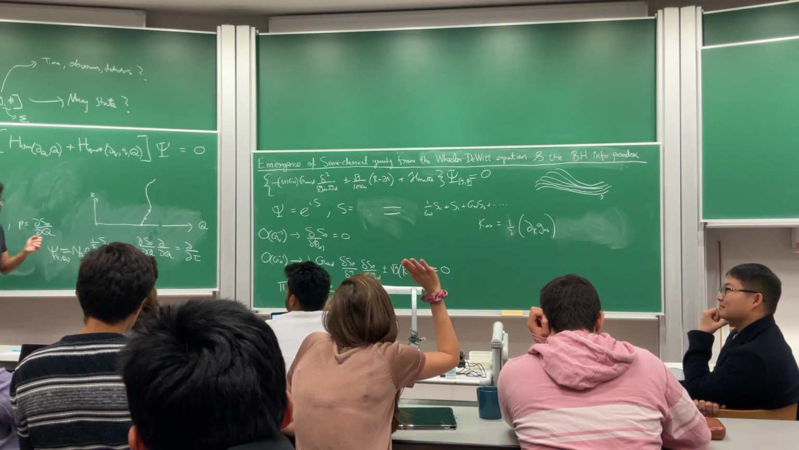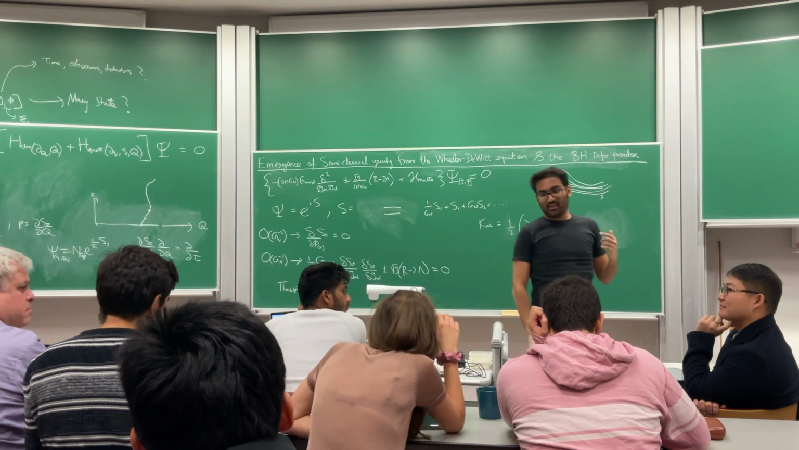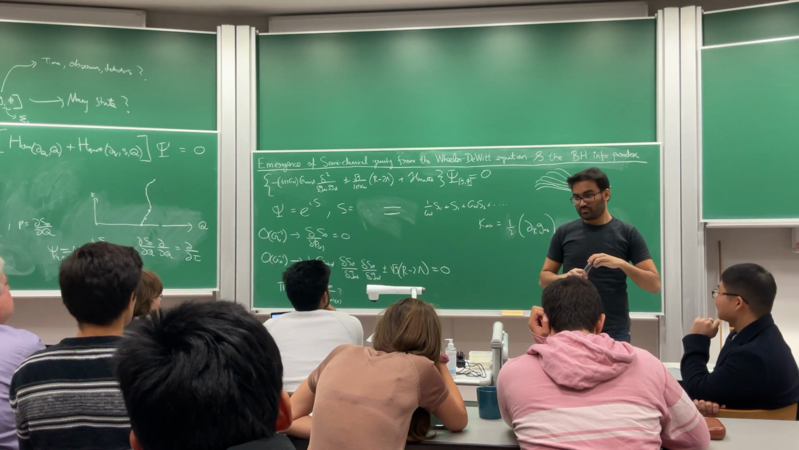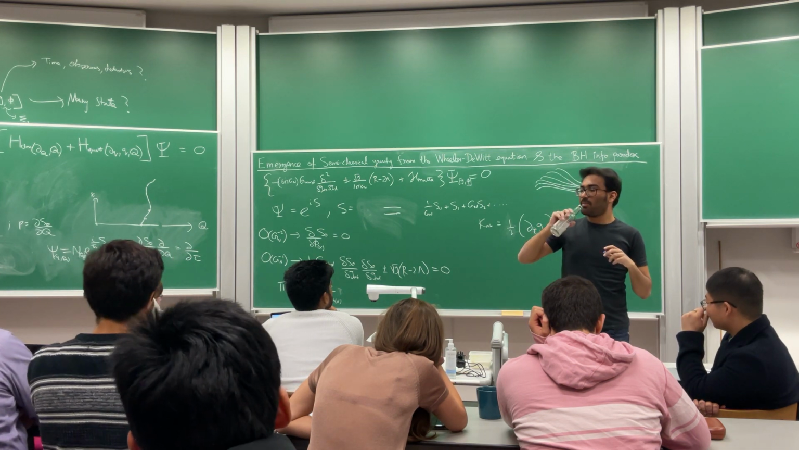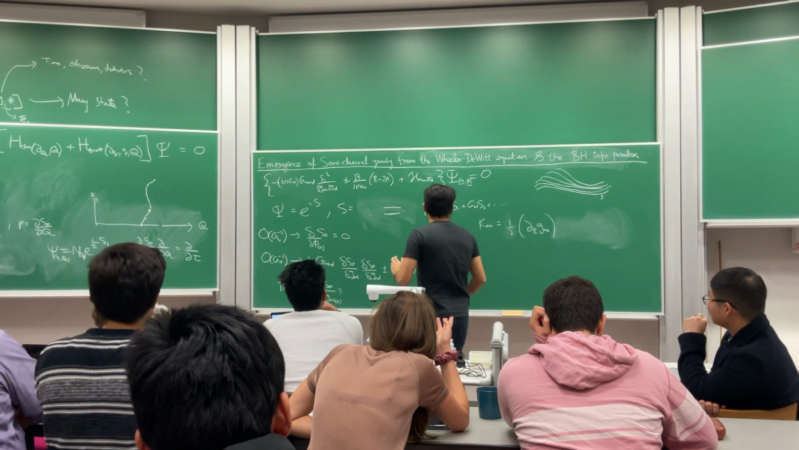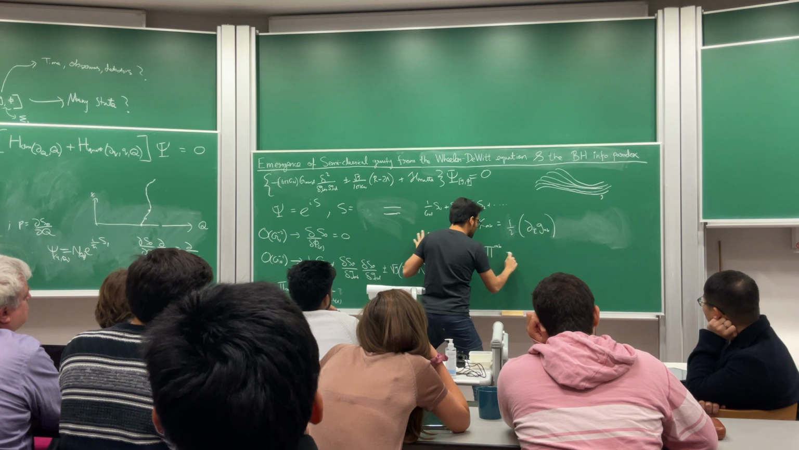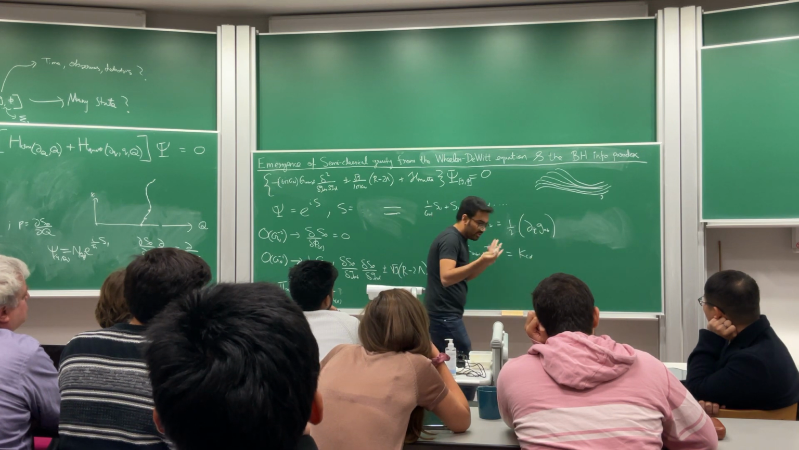Cool? Yeah. I have a question. Where does KAB come from? Like, how is this related to pi AB? It is GABCD pi AB equals KCD. Some factors of G Newton somewhere, I don't remember.